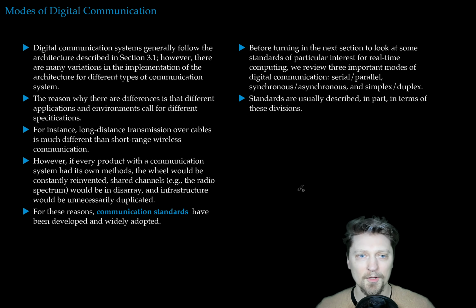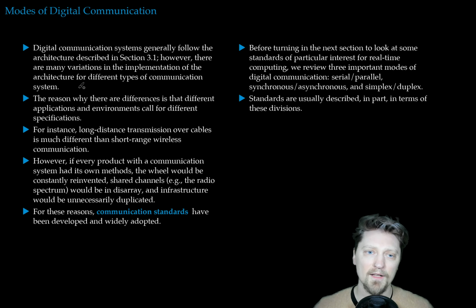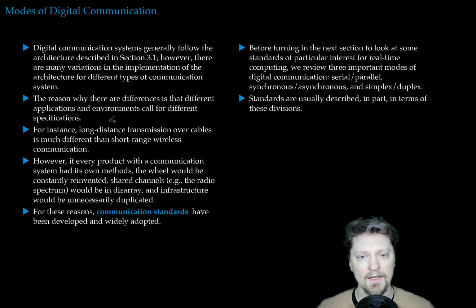Modes of Digital Communication. Digital communication systems generally follow the architecture described in Section 3.1 with the 3 layers. However, there are many variations in the implementation of the architecture for different types of communication systems. The reason why there are differences is that different applications and environments call for different specifications. For instance, long-distance transmission over cables is much different than short-range wireless communication.